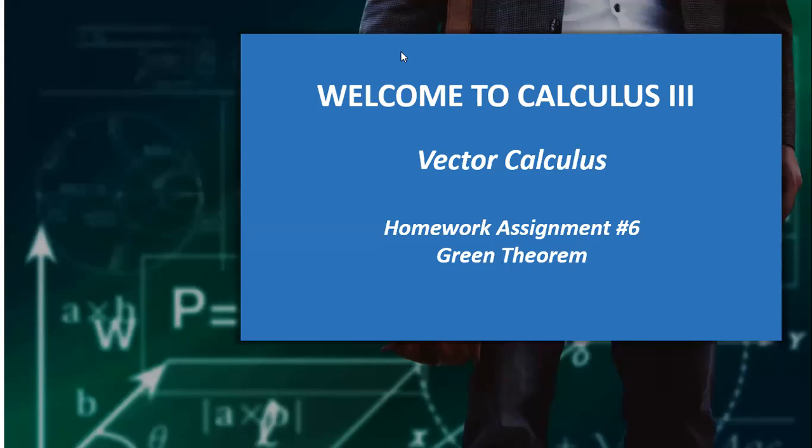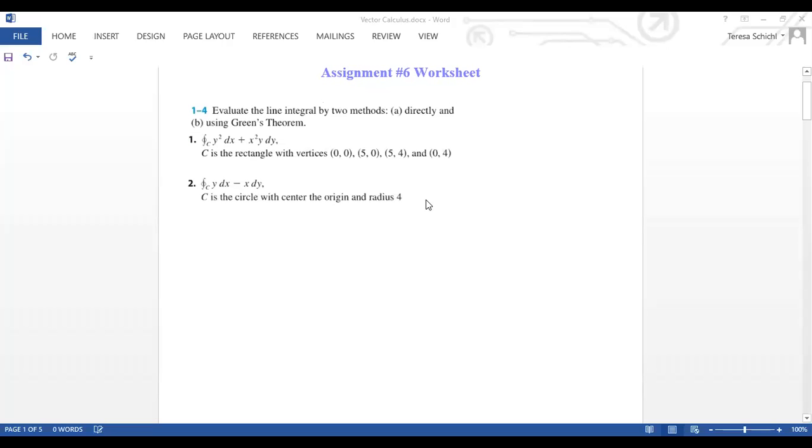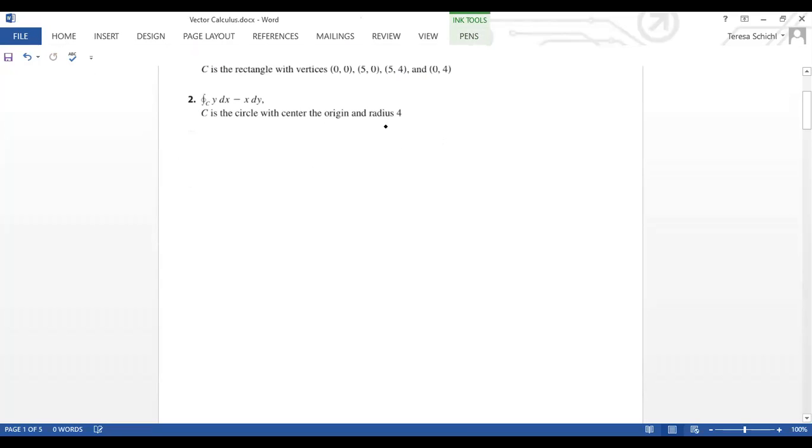Okay, so now let's go to the assignment worksheets here. Let's take a look. The first ones here ask you to evaluate the line integral. You can do it directly, that means you do the parametrization, or you use Green's theorem, all right? So let's take a look at the first ones here. I'm going to take a look at number 2 here.